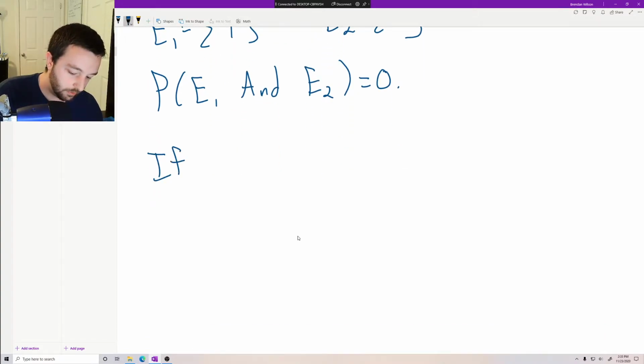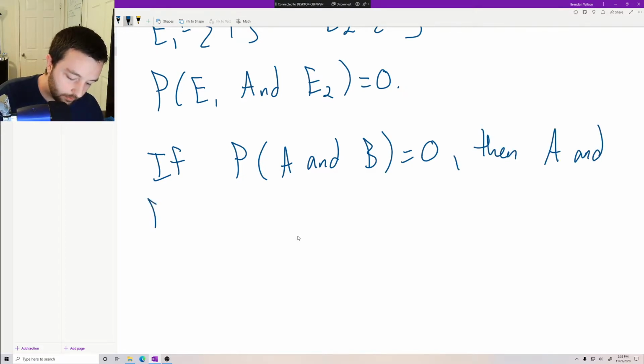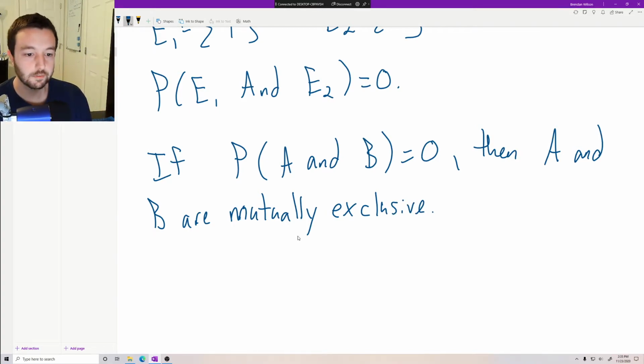So if the probability of A and B equals 0, then A and B are mutually exclusive. And vice versa. If we already know they're mutually exclusive, then we know that the probability of A and B is 0.